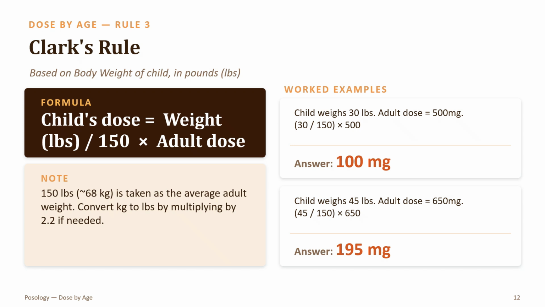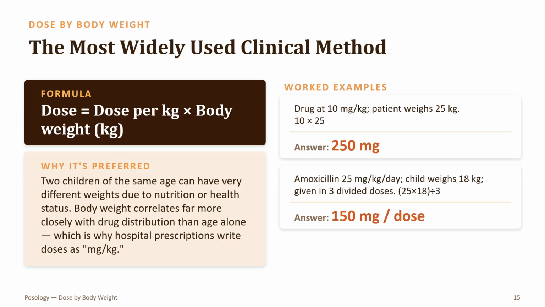If the weight is given in kg, then you have to convert it to pounds to apply this formula. If the child weight is 30 pounds and the adult dose is 500 mg, then the answer will be 100 mg. And if the child weight is 45 pounds and adult dose is 650 mg, then the answer is 195 mg.